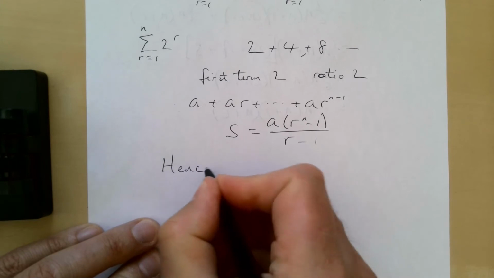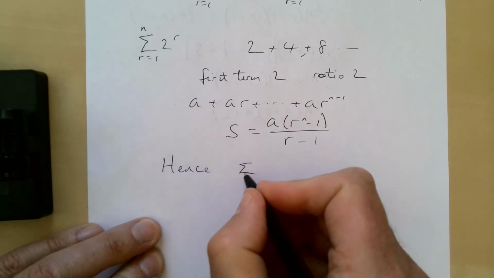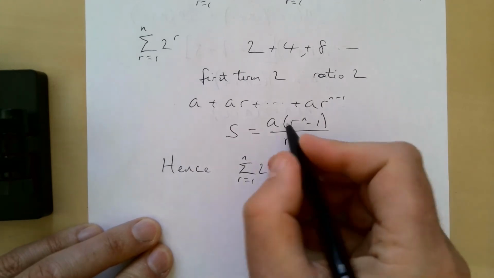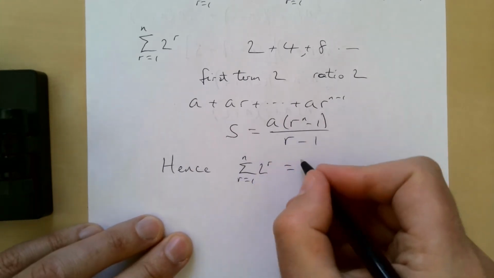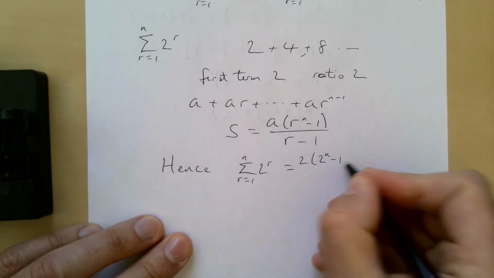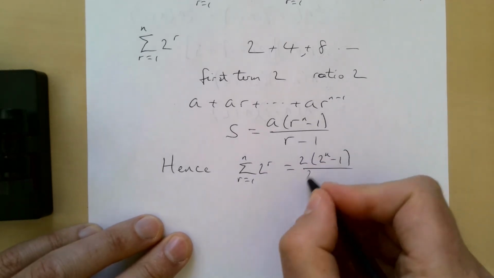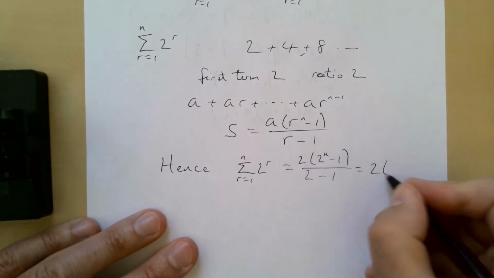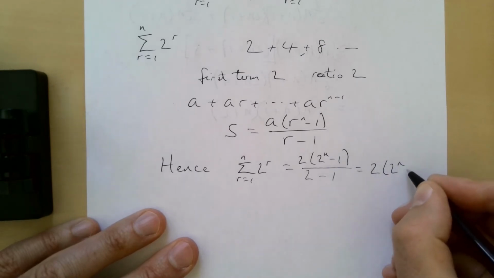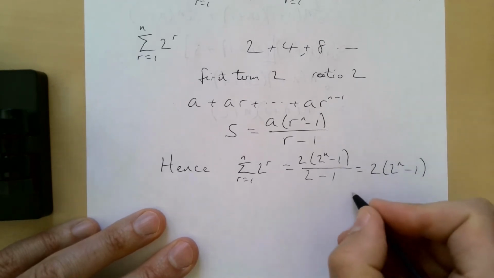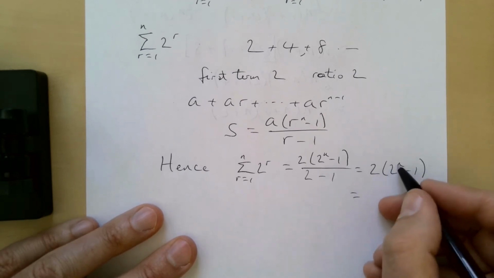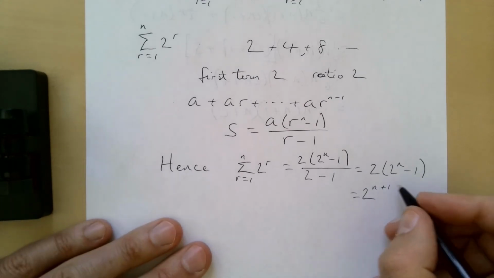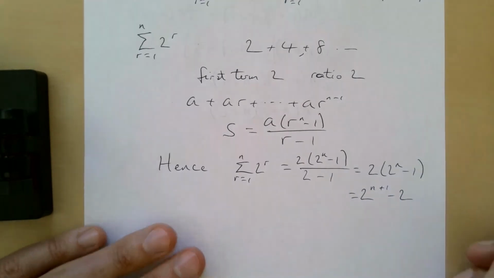Hence, so what are we looking for? We're looking for the sum of this between 1 and n of 2 to the r. Subbing in a 2 for a and a 2 for r is going to be 2 times (2 to the n, take away 1), all over 2 take away 1. That's just a 1 on the bottom, so that bit can disappear. That gives me 2 times (2 to the n minus 1). If I multiply this bracket, 2 times 2 to the power of n, that's 2 to the power of 1, so you add the power, so it's 2 to the power of n plus 1. And then multiplying this out gives me minus 2.